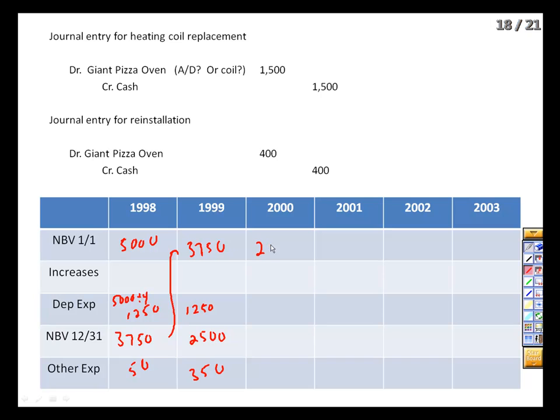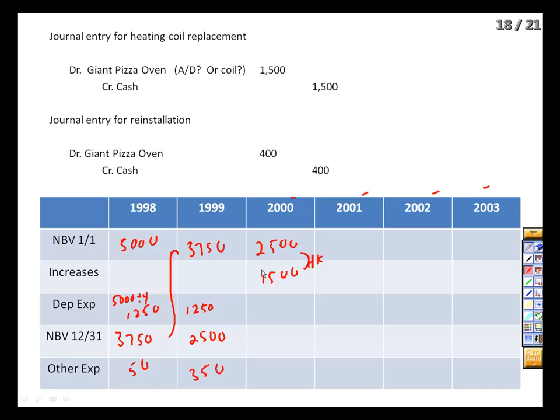We begin the year with the $2,500 net book value, and then we drop some money on the heating coil. That $1,500 we spent extended the asset's useful life, and we called that a betterment. So one way or another, we increased the net book value of the asset from $2,500 to $4,000. We now need to redo our depreciation calculation. We've got $4,000 here tied up in the asset of undepreciated cost, and we have extended its useful life. It's going to last for 1, 2, 3, 4 more years.